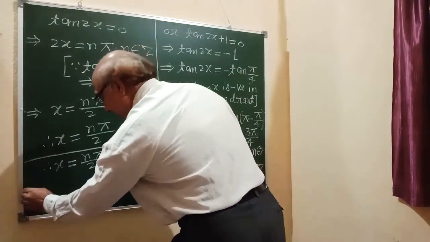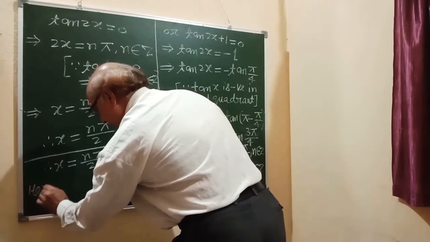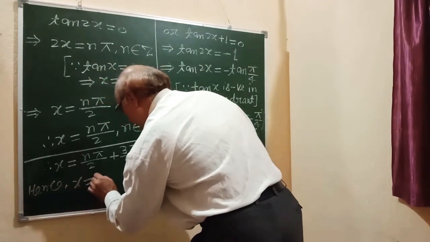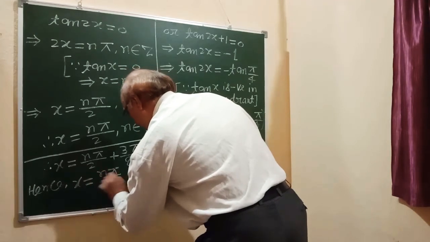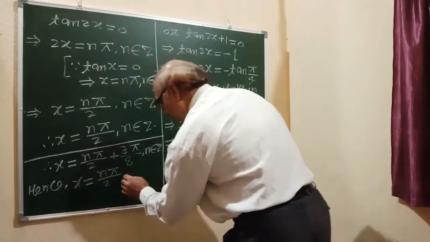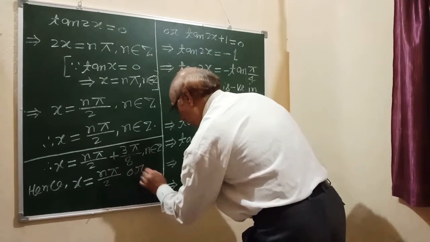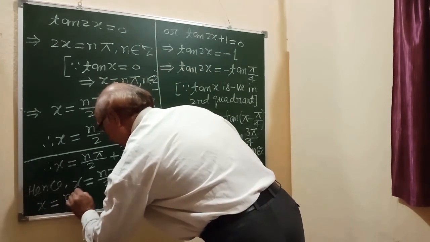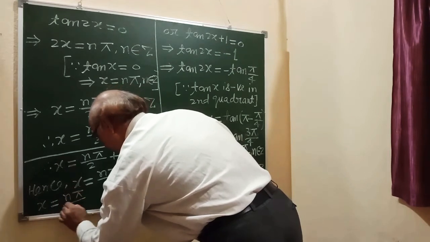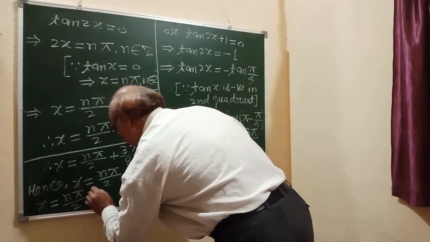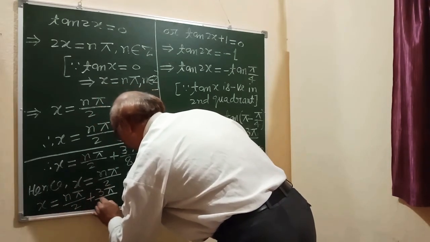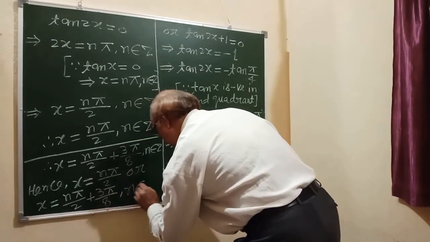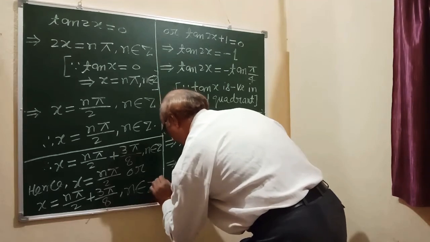Therefore, the required solution is x is equal to n pi by 2 or x is equal to n pi by 2 plus 3 pi by 8, where n belongs to Z.